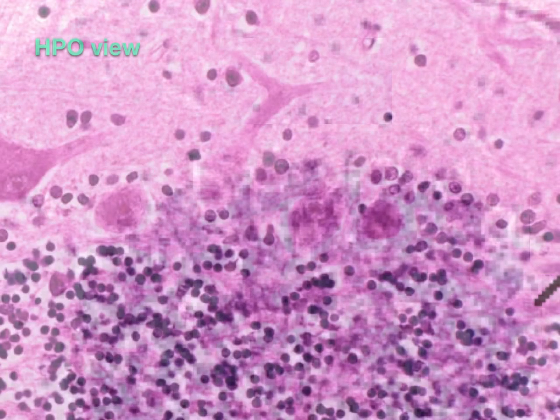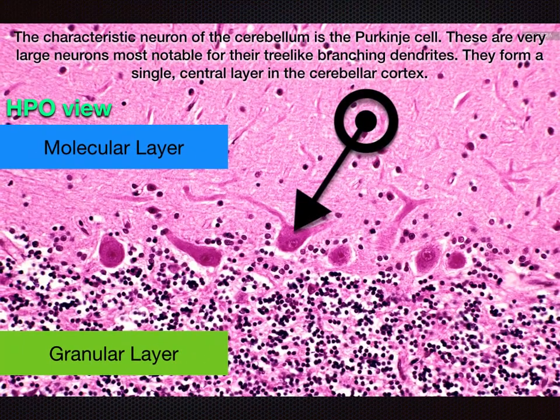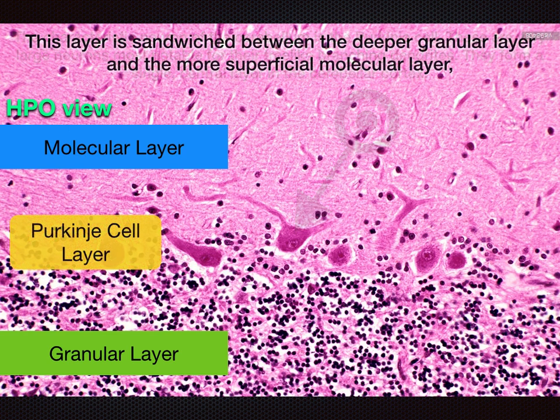Let us now view the Purkinje cell layer at HPO. The characteristic neuron of the cerebellum is the Purkinje cell. These are very large neurons, most notable for their tree-like branching dendrites. They form a single central layer in the cerebellar cortex. This sublayer is sandwiched between the deeper granular layer and the more superficial molecular layer.